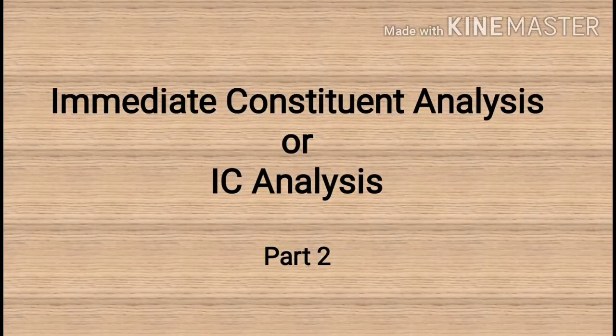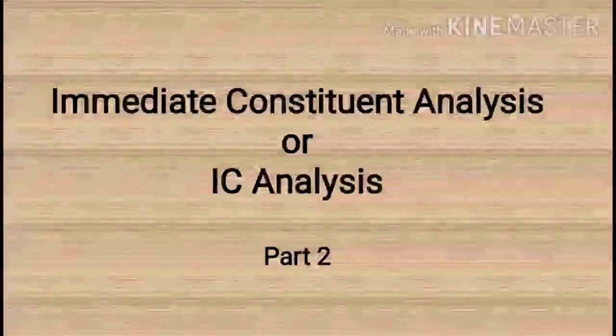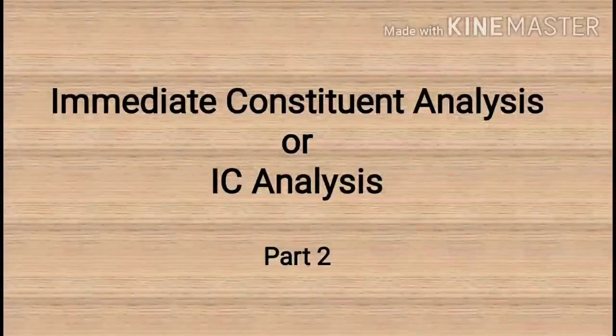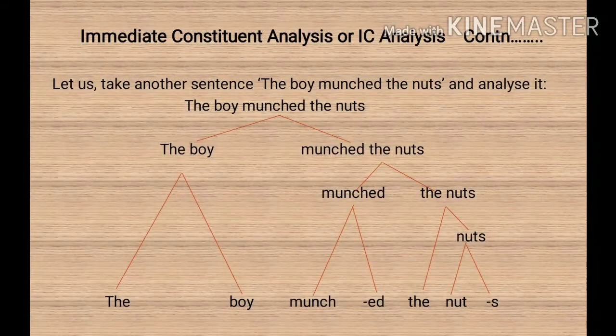In this lecture, with an example, we will study what is a construction, what is a constituent, and how a construction is broken down into successive layers of immediate constituents and of immediate constructions, and how this process goes on till one arrives at the smallest unit morpheme. Let's consider the sentence, the boy munched the nuts, and analyze it.